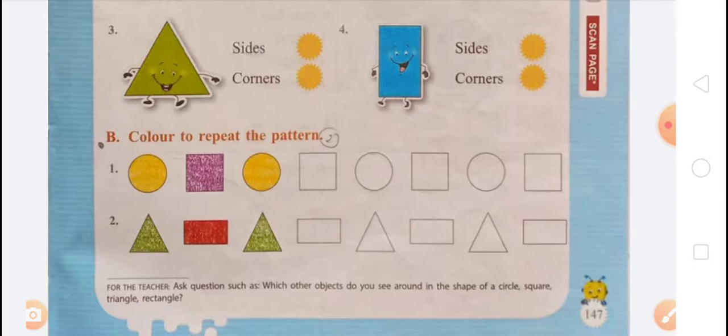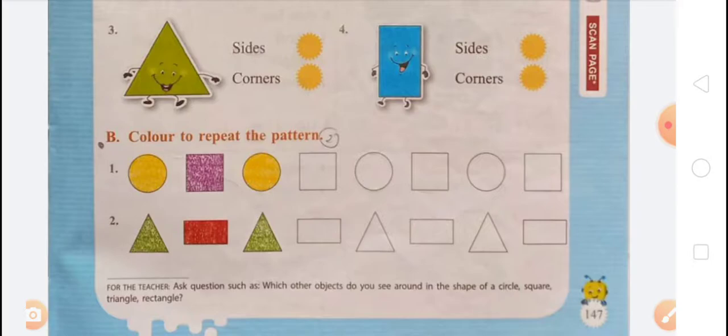So the first circle is yellow, the second square is purple, the third is a circle, so we have to color it yellow. The fourth is a square, so we have to color it purple. The next one is a circle, so we color it yellow, and the next one is a square, so we color it purple. After that the next is a circle, so we color it yellow, and the next one is a square, so we color it purple.